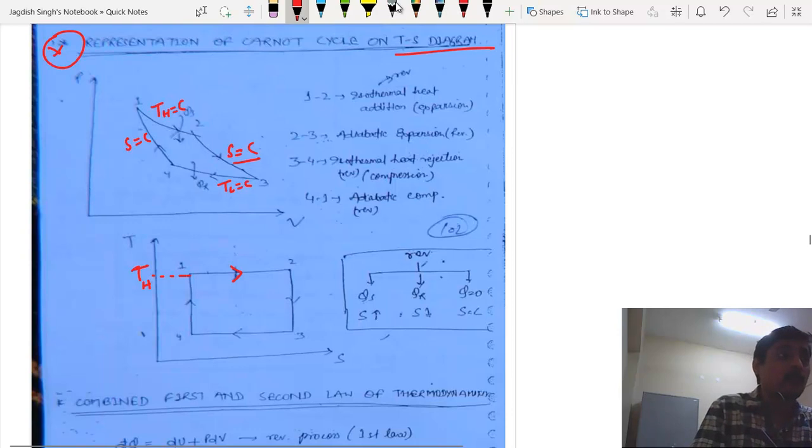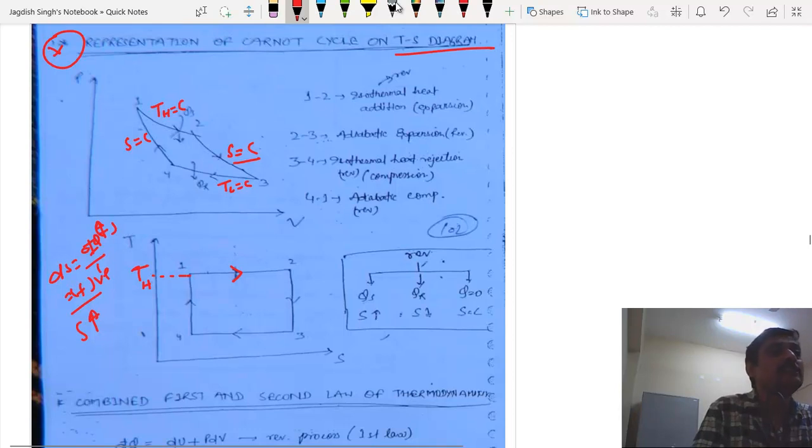The process 1 to 2 is isothermal heat addition. Isothermal process means the temperature will be constant, therefore this line will be horizontal. And whenever heat is added, we have already seen that ds is equal to dq by T. Whenever heat is added, dq will be positive. In this condition, ds will be positive. That means entropy will increase.